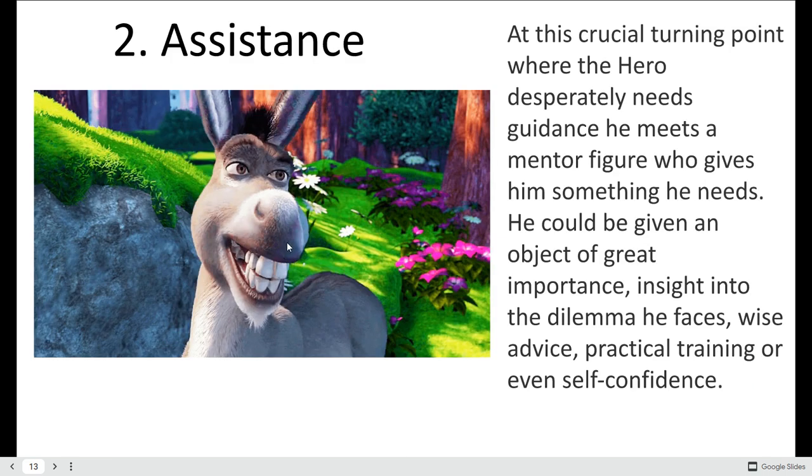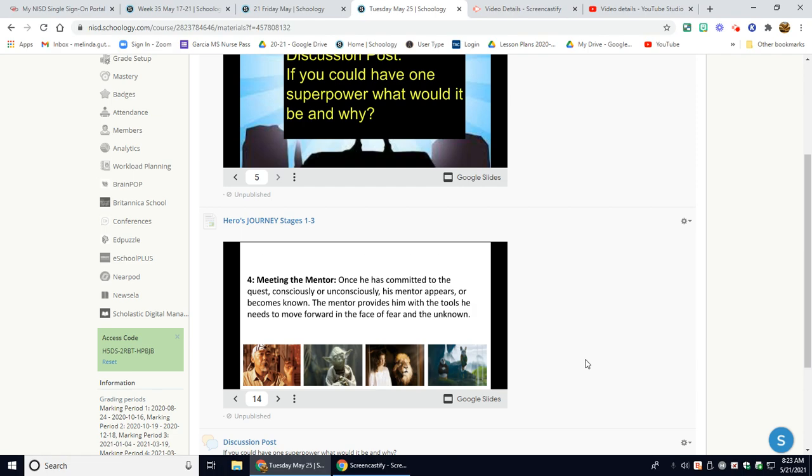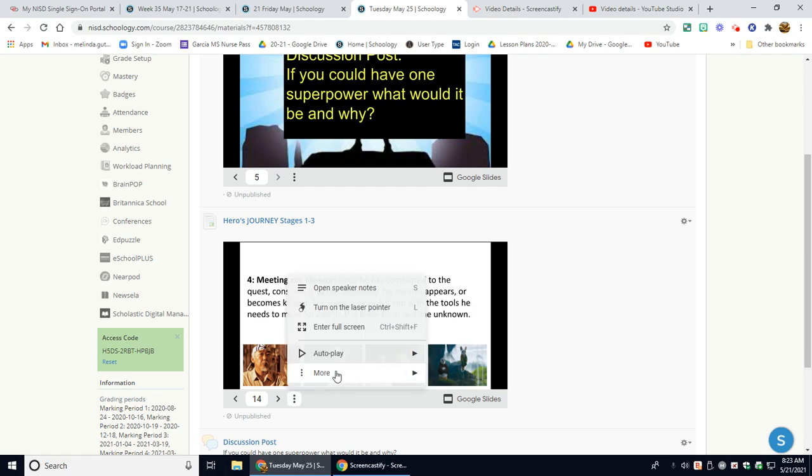This is still part of 2, assistance, meeting the mentor. Once he is committed to the quest, consciously or unconsciously, his mentor appears or becomes known. The mentor provides him with the tools he needs to move forward in the face of fear or the unknown.